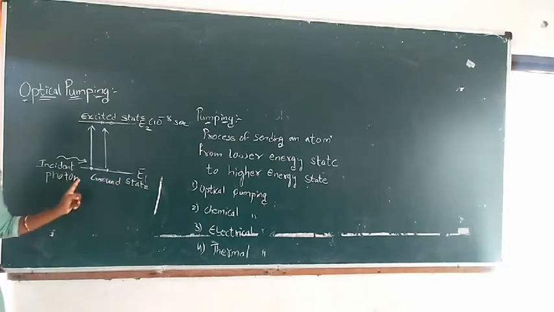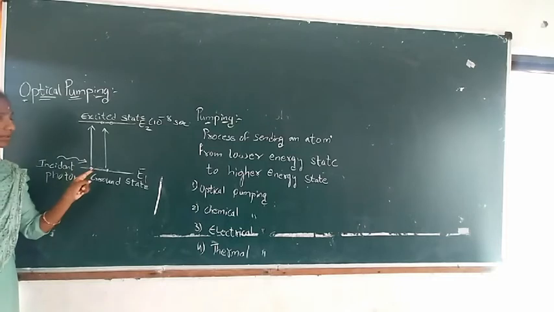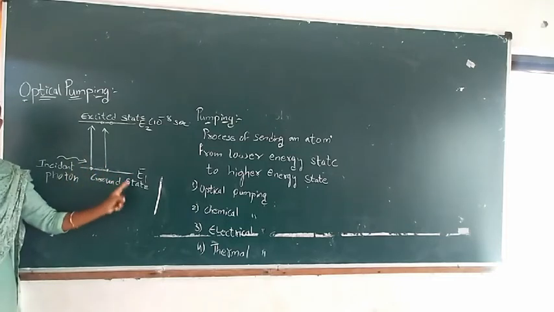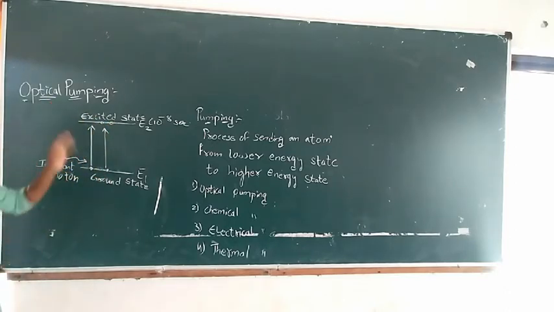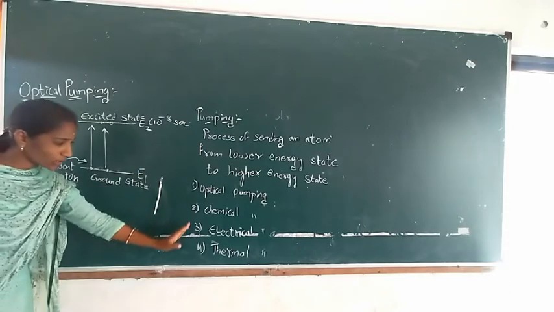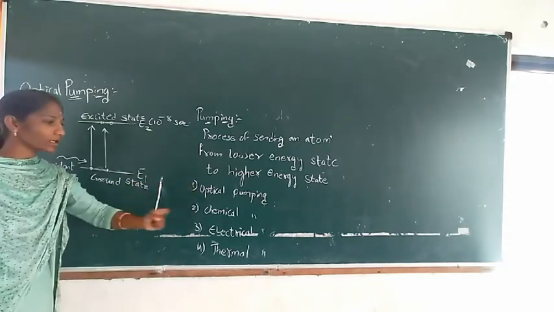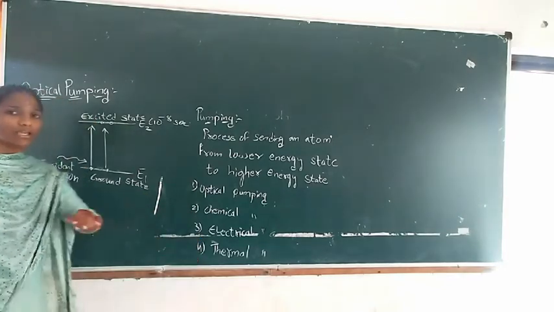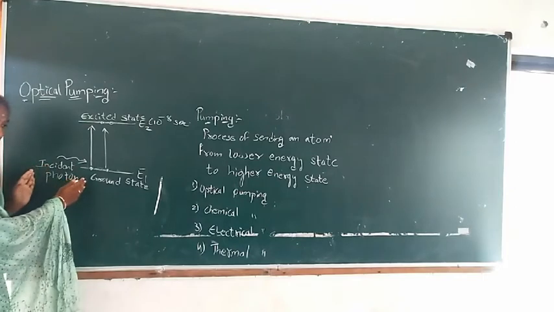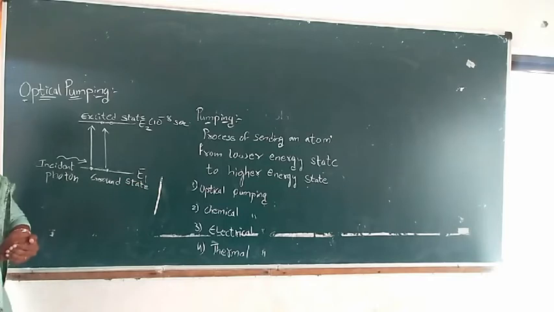What is optical pumping? If we incident a light energy on the ground state, then that optical energy will be absorbed by all the atoms in the ground state. Then it moves to the excited state. This is known as optical pumping. So in pumping, there are four types of processes. One is optical pumping, next chemical pumping, and electrical and thermal pumping. If we give a light energy to the ground state, then that process is known as optical pumping.